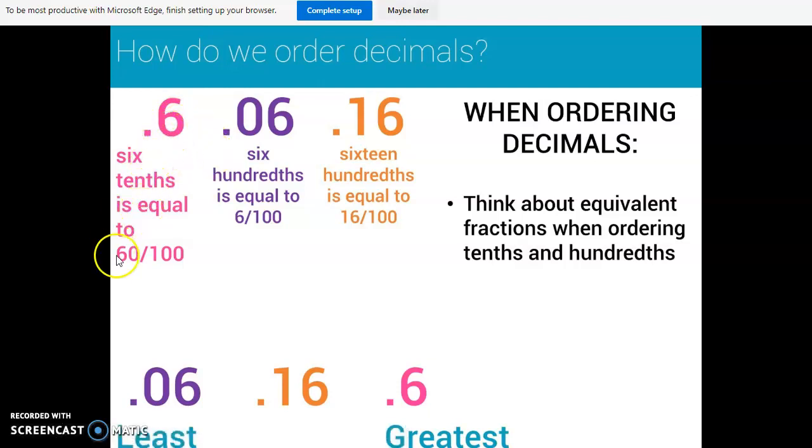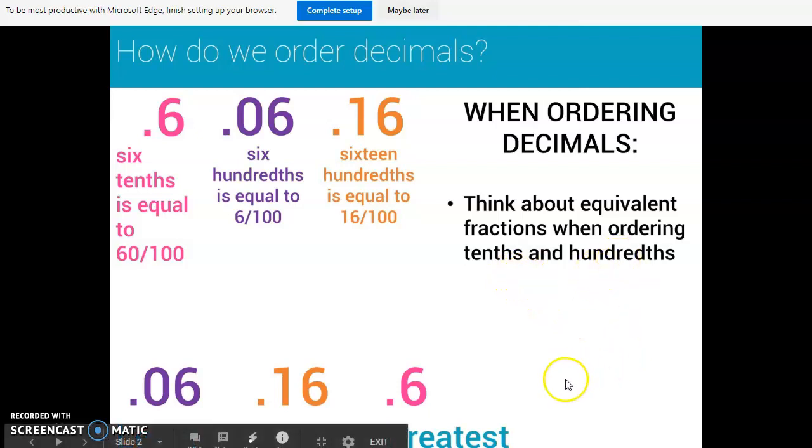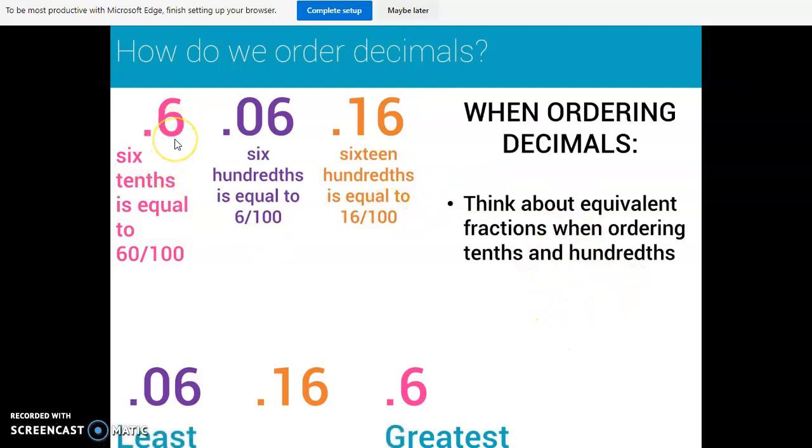You have 6/10 is equal to 60 hundredths in pink. Write that down. Then also write down your decimal place, a 0 and a 6. This is called 6 hundredths is equal to 6 hundredths. And then the last one in orange, I want you to write it down too. You have decimal place, a 1, and a 6, making 16 hundredths is equal to 16 hundredths as fractions. When ordering decimals, think about equivalent fractions when ordering tenths and hundredths. So remember, we're looking at the largest place value first, and we will move from left to right.